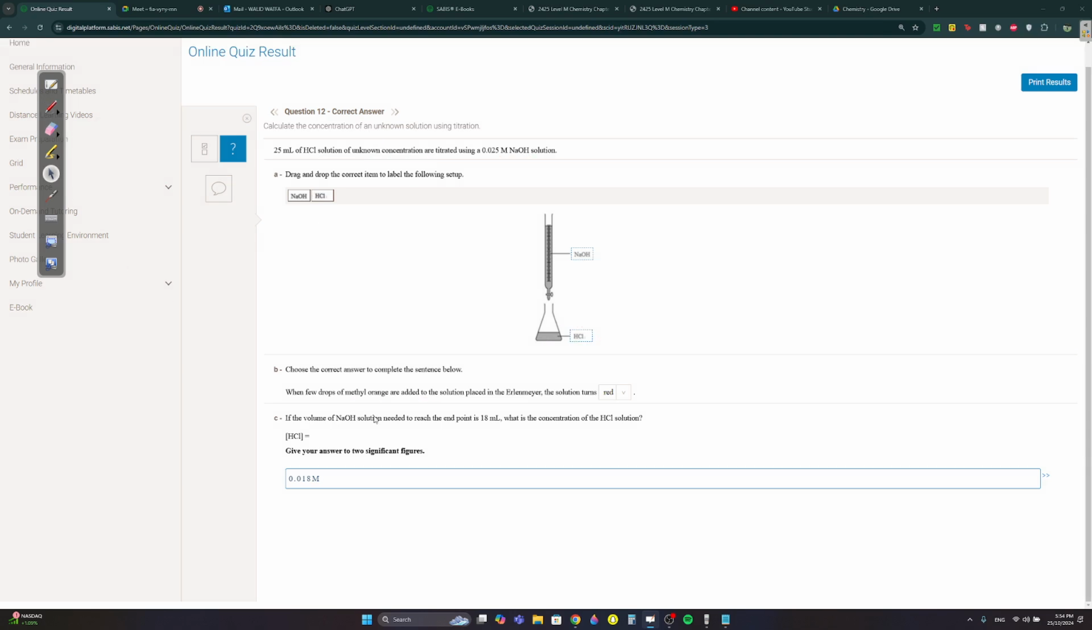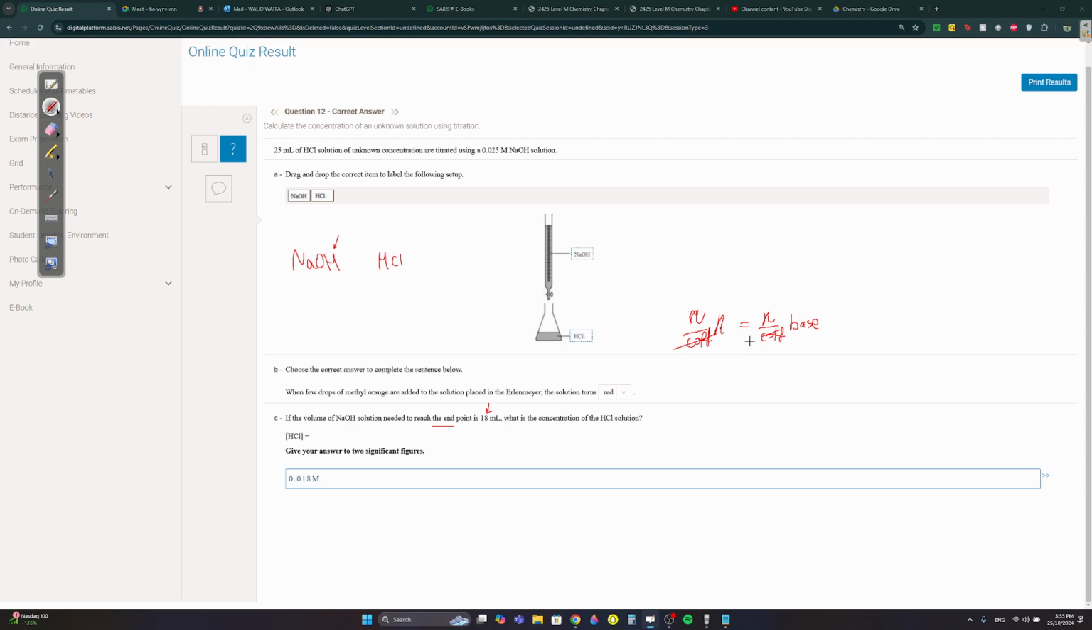Okay. They said now, if the volume of the NaOH needed to reach the endpoint is 18 milliliters, what is the concentration of the HCl solution? Okay, I'm going to give you this: the ratios, we said N over coefficient of the acid is equal to N over coefficient of the base. You have NaOH, you have HCl. This is what I do. They both have the same H, so the coefficient is both 1.